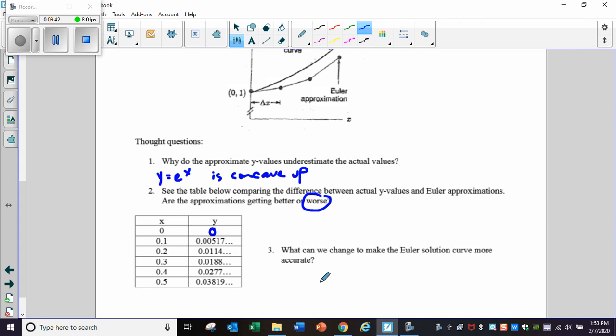So what can we do to make a better Euler's solution curve? Well, we can decrease the step size. And that means use a smaller delta x. So in this case, maybe we'd want a delta x of 0.05 or even 0.01.